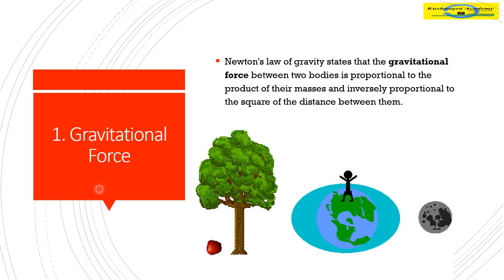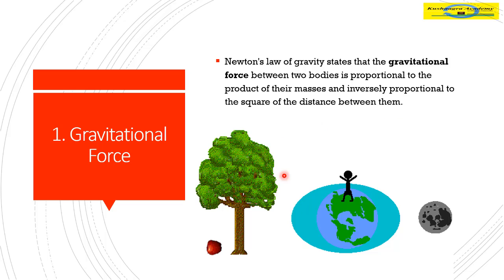So first, gravitational force. This is a famous diagram in which an apple is falling towards the ground, and this led Sir Isaac Newton to develop the theory of gravitation. Newton's law of gravity states that the gravitational force between two bodies is proportional to the product of their masses and inversely proportional to the square of the distance between them.